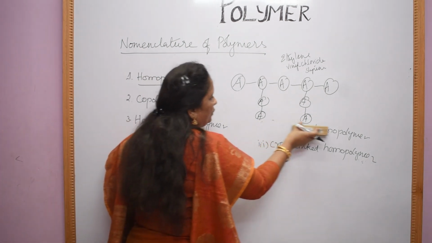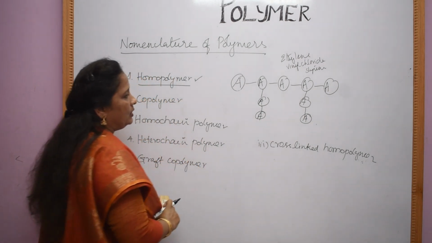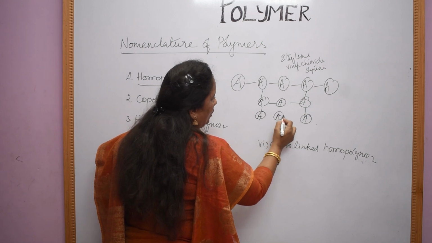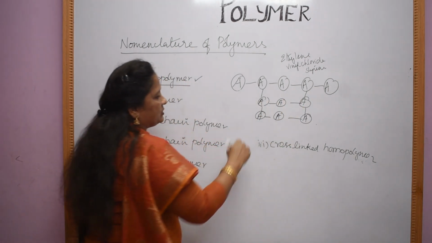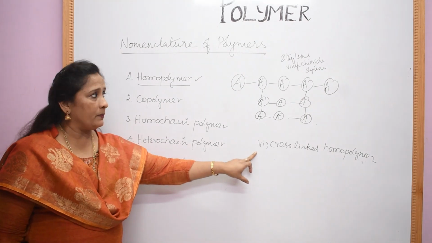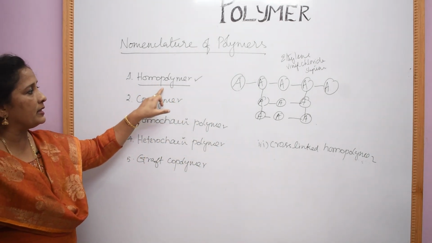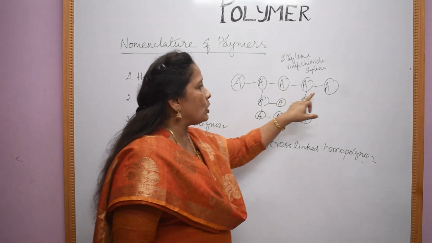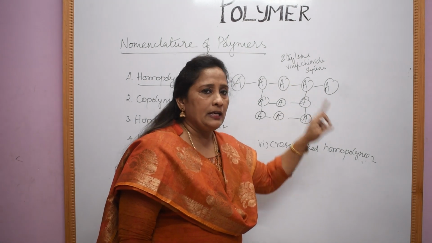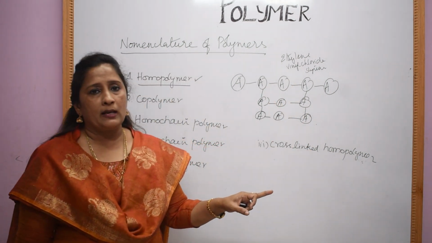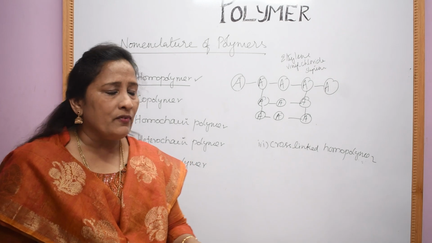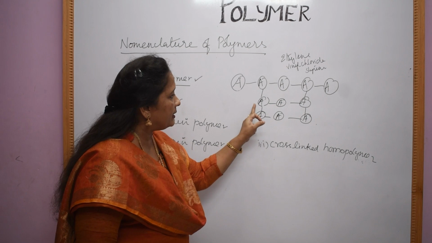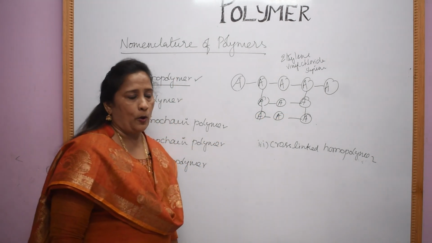What will be the structure of cross-linked homopolymer? Right? So you will be having cross linkages between the branches. You have cross links between the branches and therefore it is called a cross-linked homopolymer. So what is homopolymer? Homopolymer is a polymer which is made up of identical monomeric units, and this homopolymer is further divided into linear homopolymer, branched homopolymer and cross-linked homopolymer. And we know what is the structure of linear homopolymer and what is the structure of branched homopolymer and what is the structure of cross-linked homopolymer.